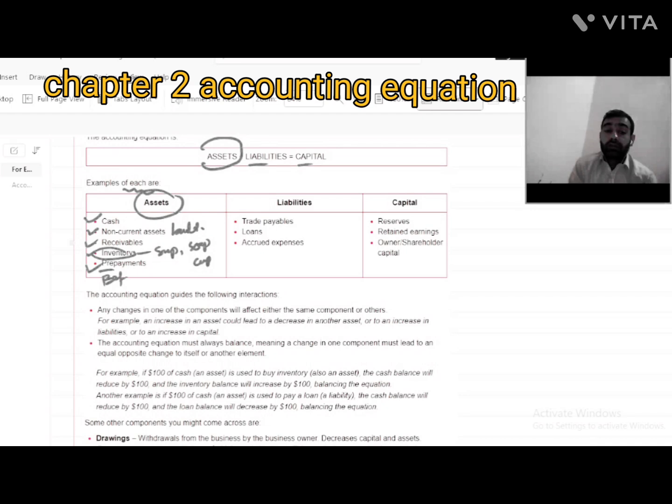Now, liability, on the other hand, is the trade payable, the amount that you will pay in the future. That may be a loan or accrued expenses. On the other hand, you will see capital, so that will be reserves and retained earnings. These are just examples.